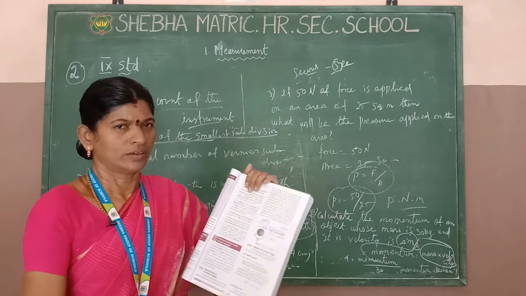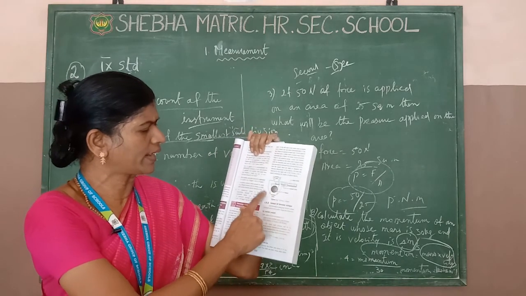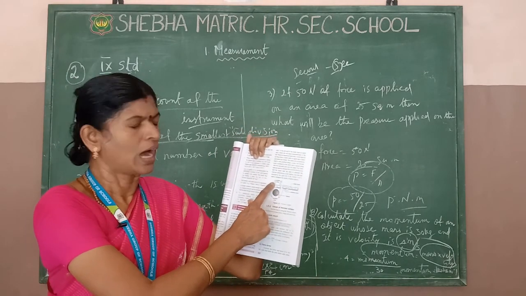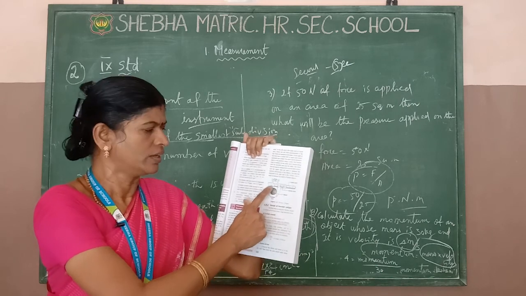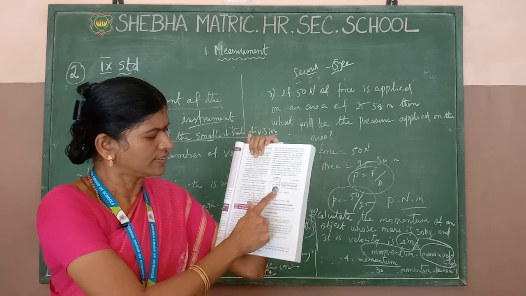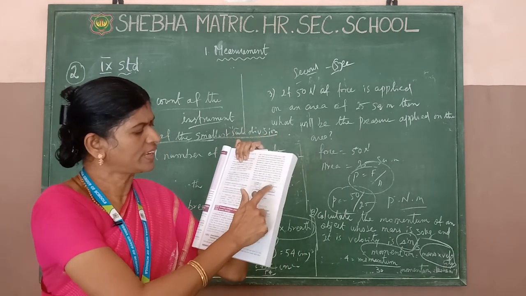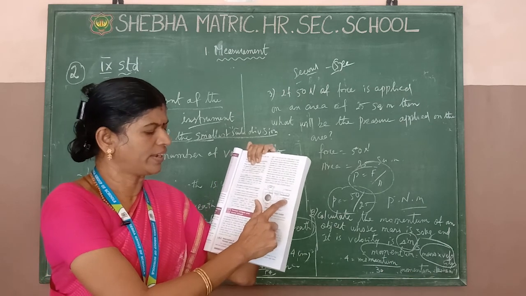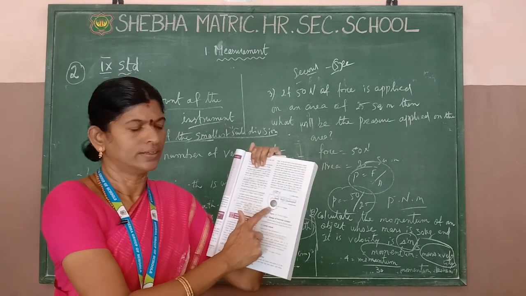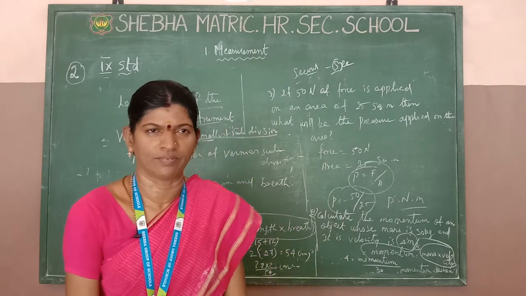Just I show the diagram only. Okay, this is a vernier caliper, with an inside upper jaw and lower jaw. This is the inside upper jaw and the outside jaw. The object to be measured will be placed between the jaws. Next, main scale and vernier scale. Okay, look here. Next class we will study the vernier caliper in detail.